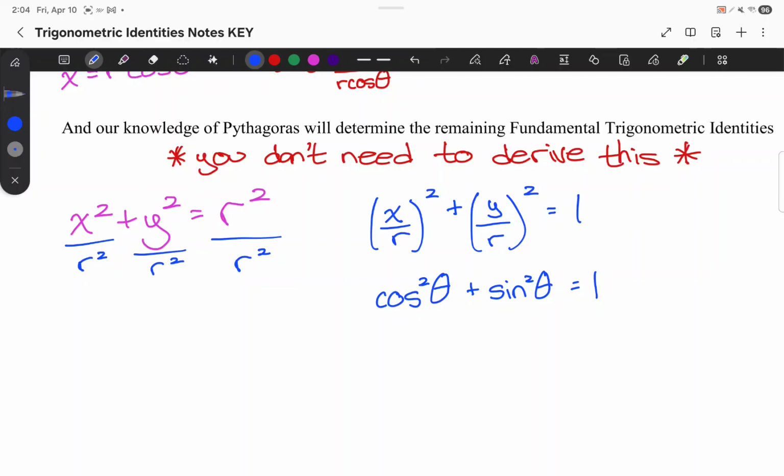And because we just did this with a general x, y, and r, this should be true for any angle as long as your r isn't 0. And this is probably one of the most popular equations or formulas we use for trig identities.